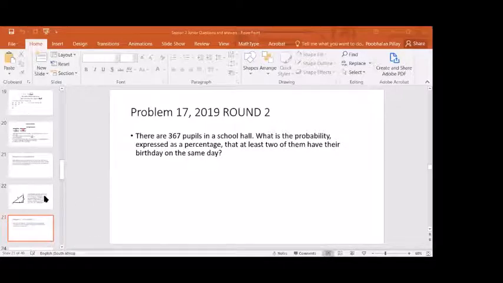Problem number 17. Problem number 17 says the following. There are 367 pupils in a school. And the question is, what is the probability, expressed as a percentage, that at least 2 of them have their birthday on the same day? Now, this looks like a very complicated problem.